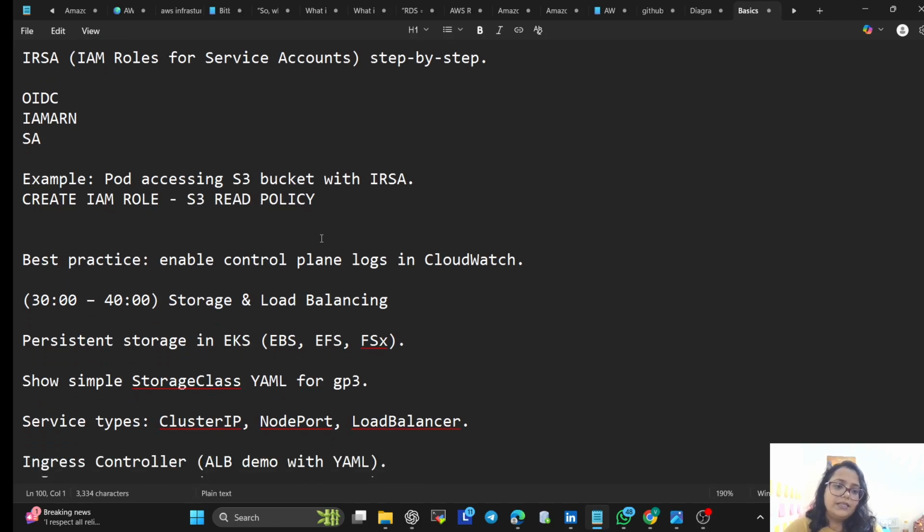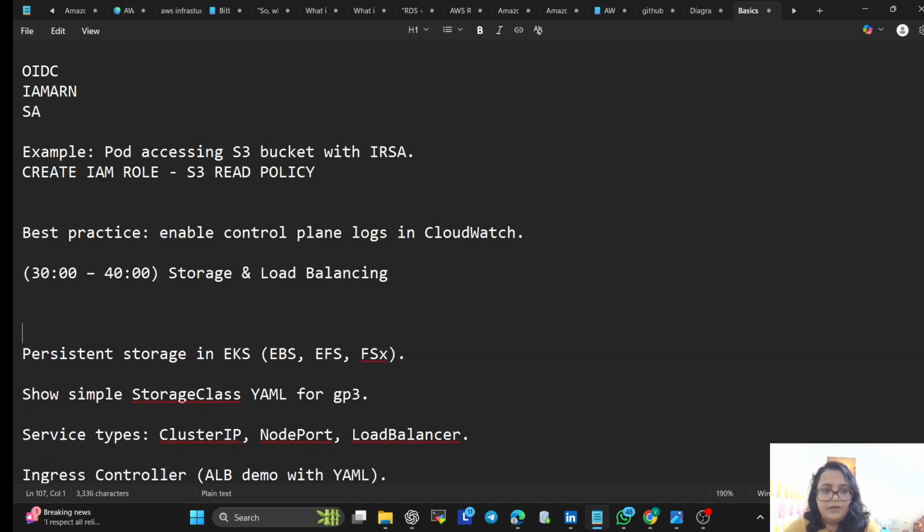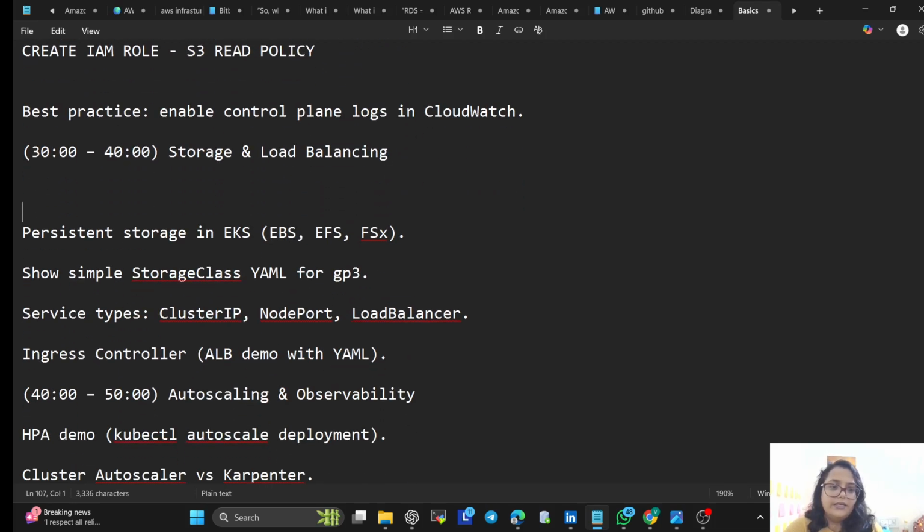Now come to storage and load balancing. In storage, EBS will be there. EBS means elastic block storage, which is per availability zone and good for databases.